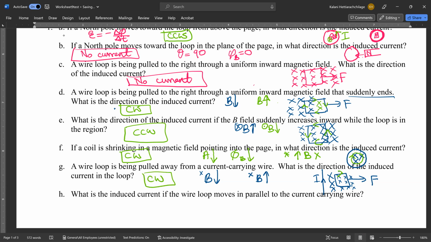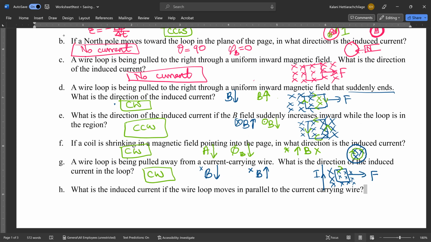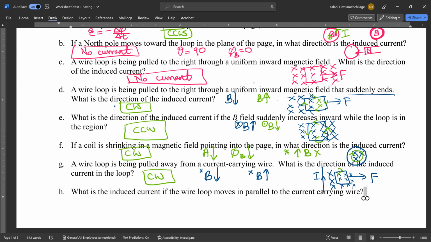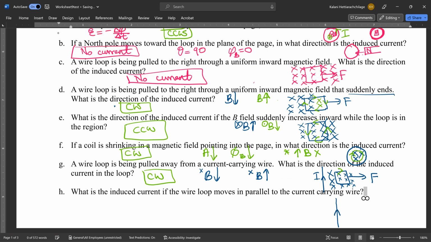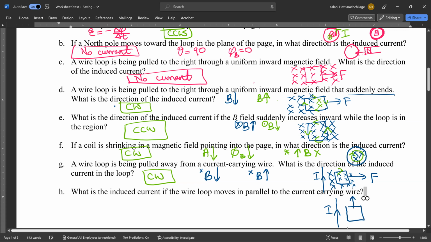Okay, and my last question: what is the induced current if the wire loop moves parallel to the current carrying wire? So if you move the loop parallel to the current carrying wire like this, you know that we have a stronger magnetic field here and weaker here, but by moving this wire up and down, it will not change anything. So nothing will change because of that, no current.